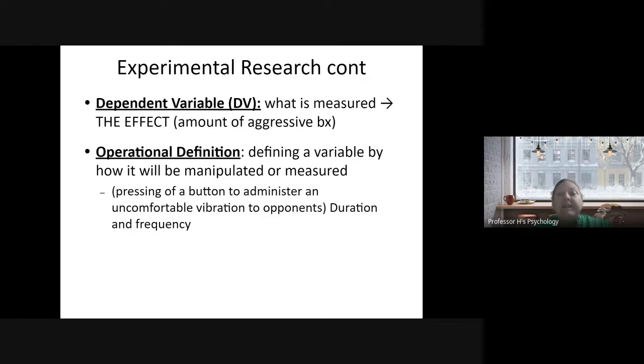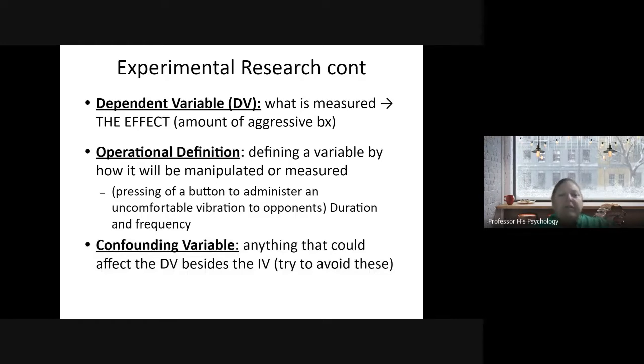They are led to believe that there is an opponent on the other side, and that they can administer an uncomfortable vibration, kind of like if you've ever played the Wii games, where you can heckle people. You can push a button on your Wii remote, and then it vibrates the controller in the other person's hand, something like that. And that's how it's explained to our participants. So once again, our operational definition is pressing of a button to administer an uncomfortable vibration to opponents. We are measuring the duration of the press and the frequency of the button press. So that is how we are defining the aggressive behavior.